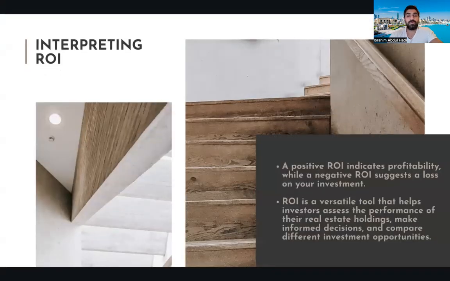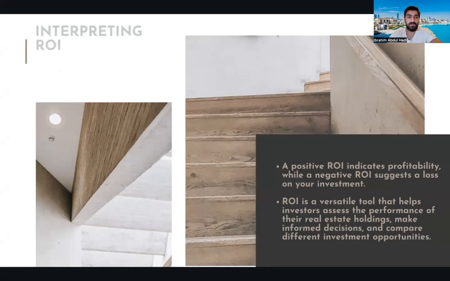And when we talk about ROI, if you have a positive ROI, that means you're on the right side. If you are negative, there's something wrong. And this will give you a well-informed market decision and let you compare different investment opportunities.